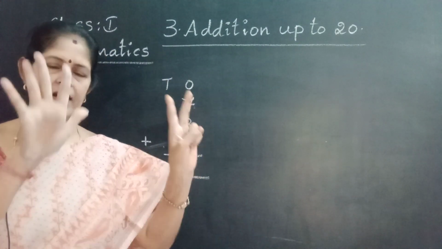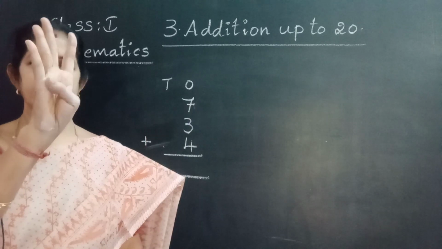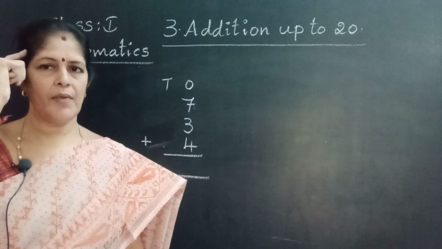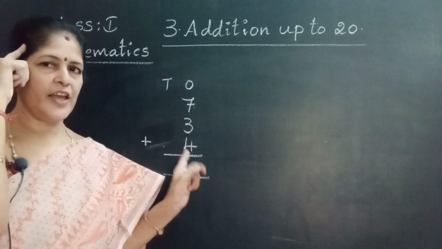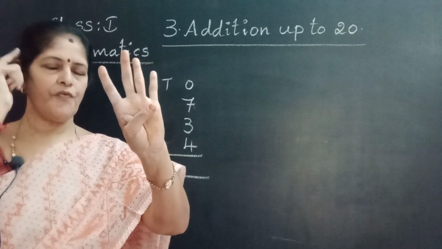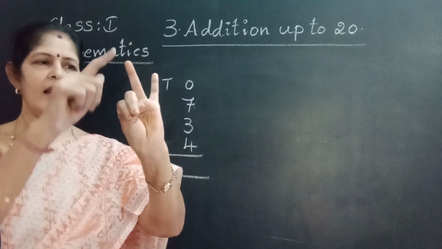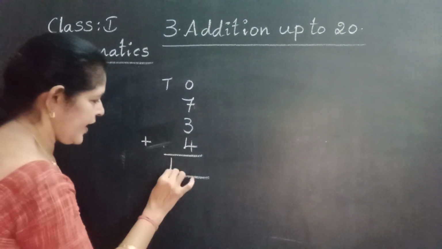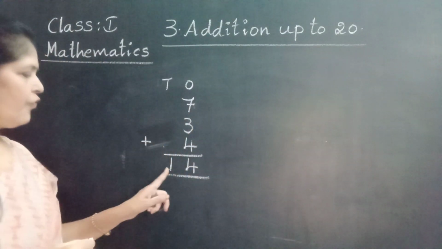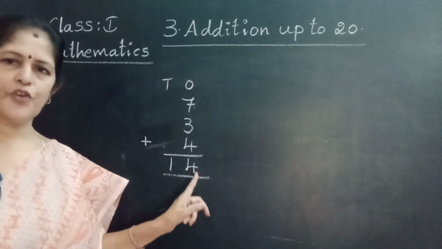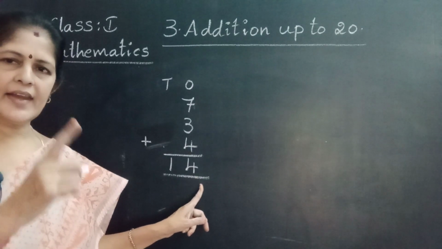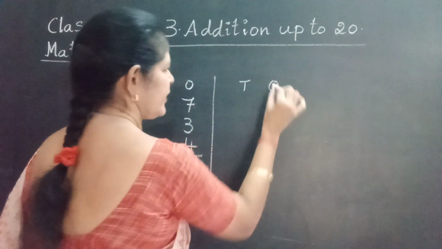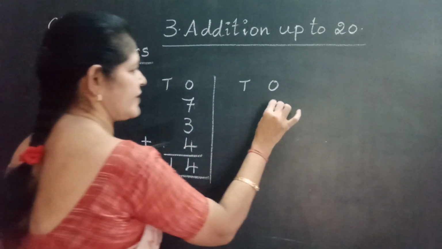3 after. 4, 5, 6, 7, 8, 9, 10. 10 in the mind. Again continue. Take 4 fingers. 10 after. 11, 12, 13, 14. 14. 1 ten, 4 ones. 14 is equal to 1 ten, 4 ones. Another one. Again I am going to keep in tens place, ones place.